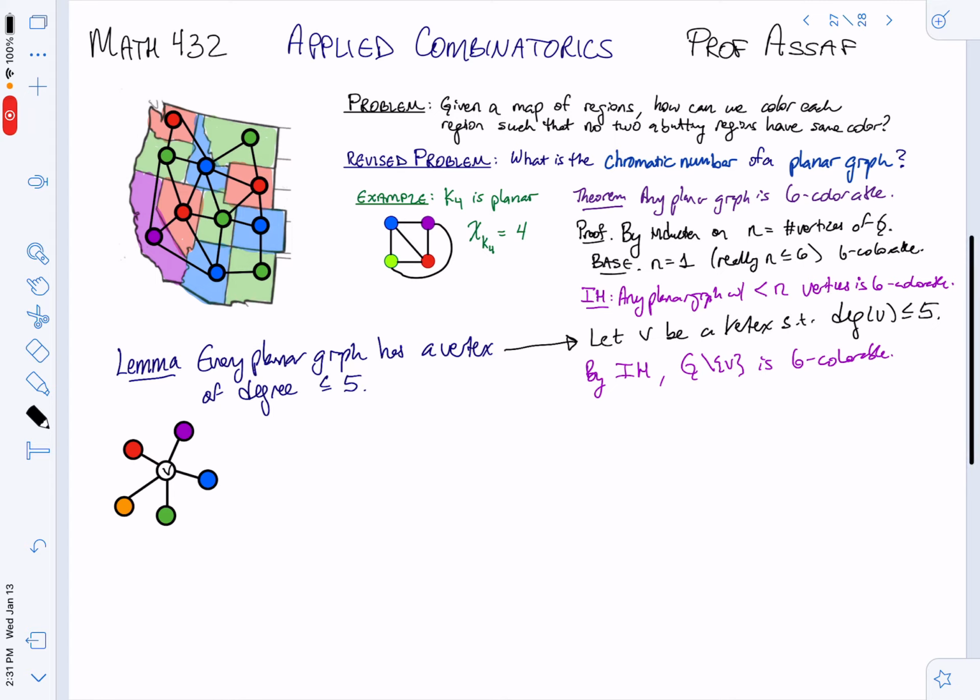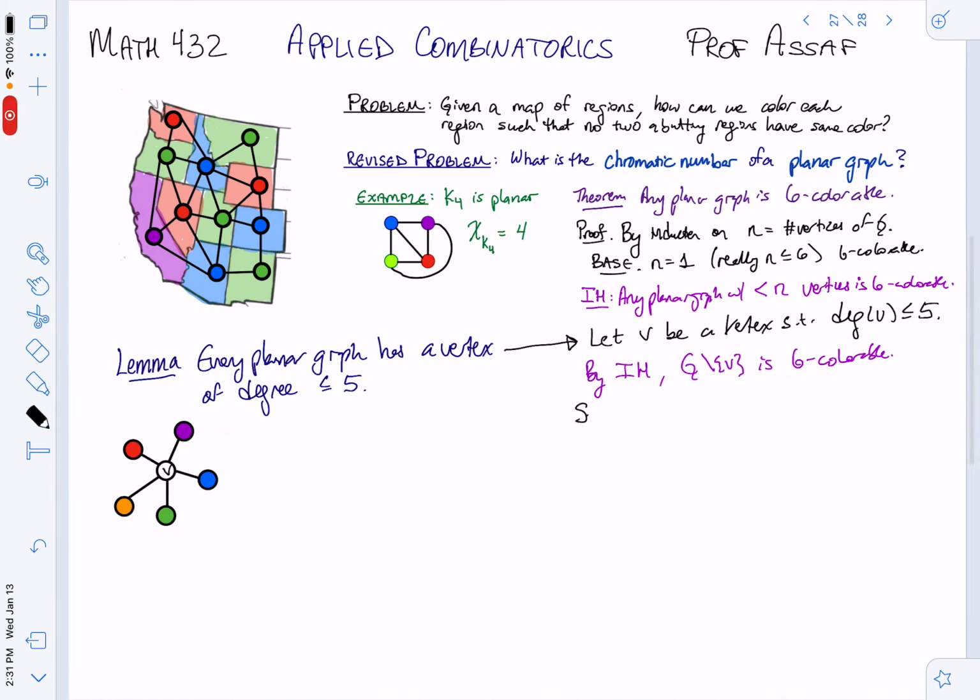Okay, V has these 5 neighbors, 1, 2, 3, 4, 5. Among them, we use 5 different colors, maybe fewer. It's possible they don't all need different colors. It could be this one was also purple, not green, but that's fine. At most 5 different colors, but we have 6 colors to work with. So we can just now go back and color V.